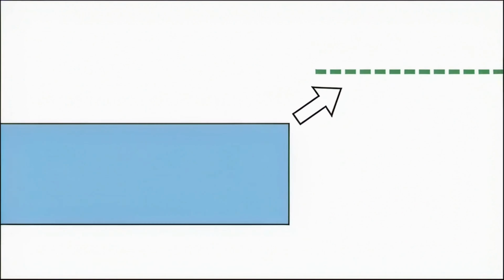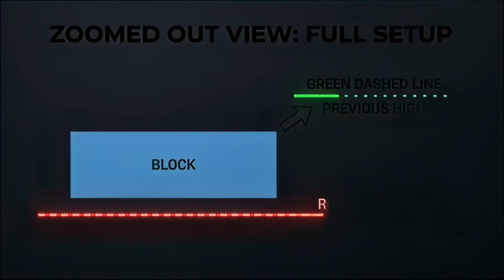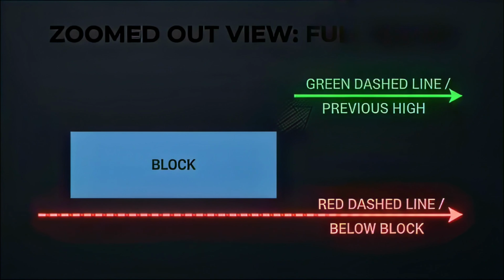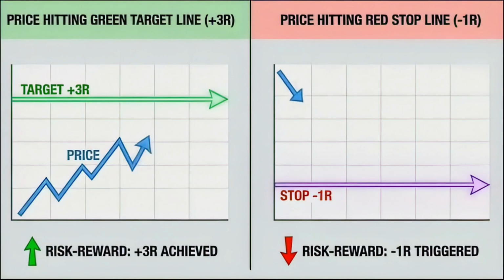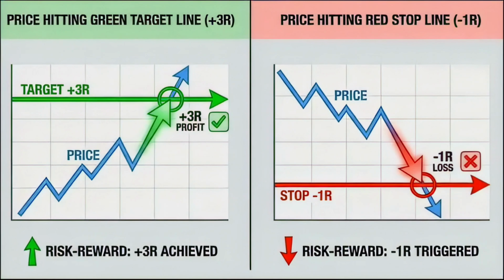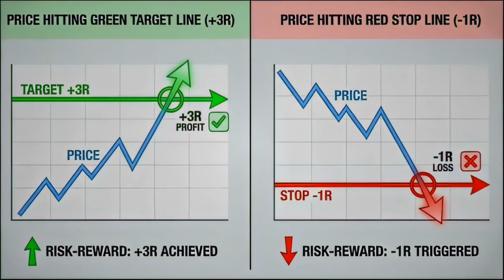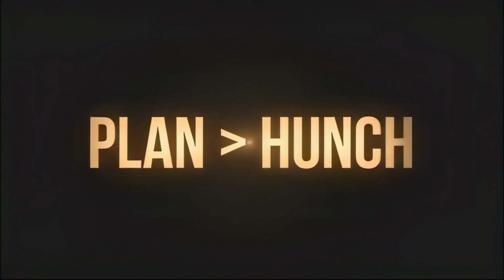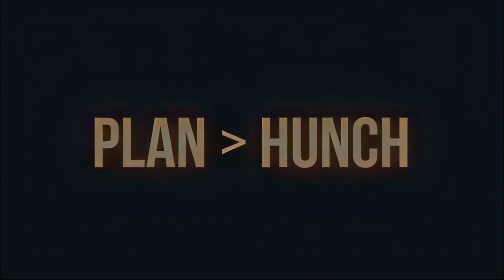Stop goes just under the block's low. Target goes at the prior high. Then you manage it, and nothing more. If price runs to target, you win several times your risk. If it slices through the block, you are out, for a small, known loss. Either way, you followed a plan built on where big money already showed up, not on a hunch.